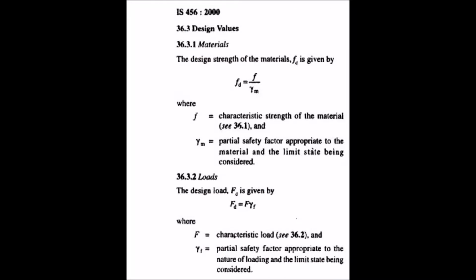Now, for the limit state values, the design values for the material and load are modified with respect to the partial safety factor. In case of material, the design strength of the material is given by Fd equal to F by gamma m, where F is the characteristic strength of the material and gamma m is the partial safety factor. And similarly for load, the design load is calculated as the product of working load and partial safety factor.